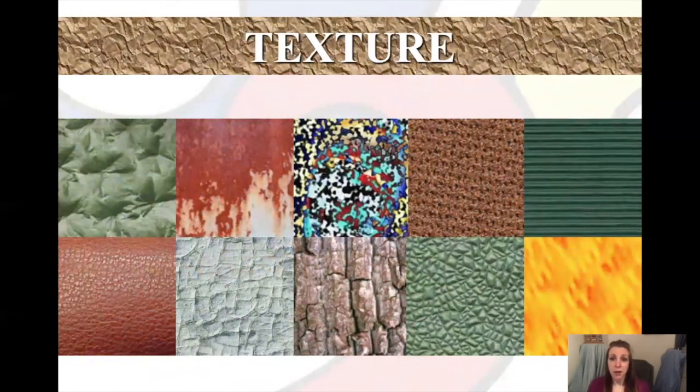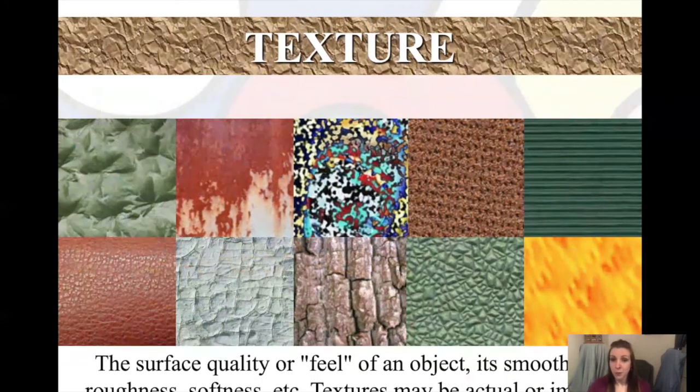The next element of art is texture. For texture, it is kind of self-explanatory, but texture is the surface quality or feel of an object. So that is your definition. Write that down. Examples would be the smoothness, roughness, softness, etc.